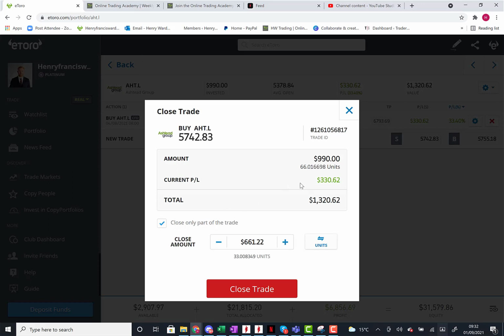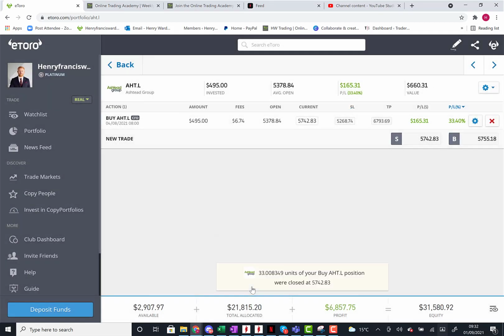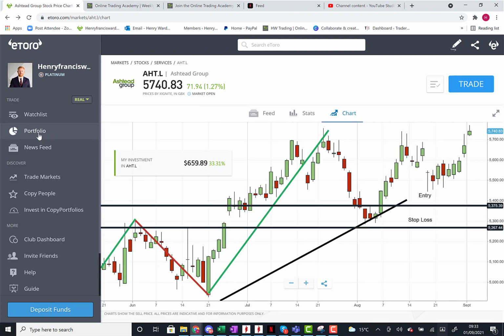So we can see here that it's £330 and 62p. It's telling me here that overall I have £1,320 invested, and look, it's closing half of that. So half of that is there or thereabouts, and I click on close trade. Okay, so now look, it says half the position is closed, and look, I also have 165 running. So it means that some of this trade is still running. Okay, so if I go back here, I go back to portfolio. So this means then that half this trade is still running and there's loads of upside on it.